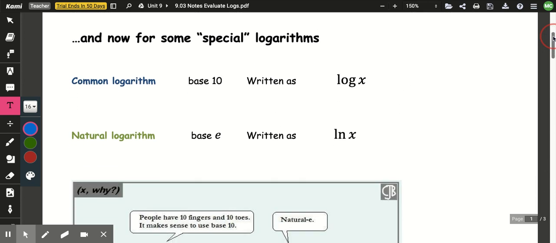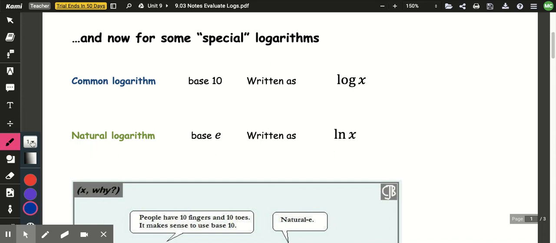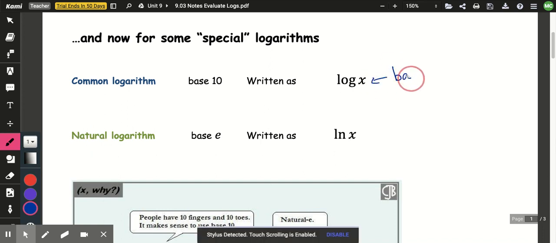Okay, there are two special logarithms. And those two special logarithms are the common logarithm, which is a logarithm with base 10. So if the base is 10, we just write log of x, like this over here. We don't write the base in there. But it's understood when you see this that that's a base 10. So it's understood that this is base 10.